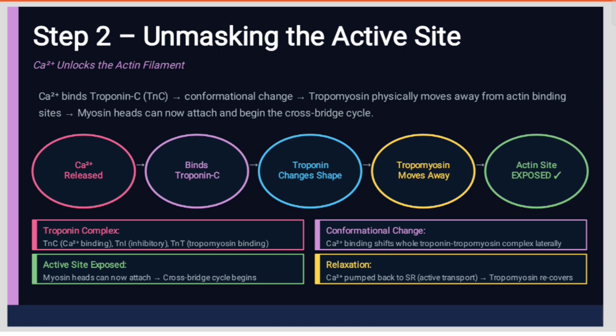Both phases are important. The actin binding sites are now open. The myosin head, which has been patiently waiting in its high energy cocked position, now lunges forward. This is the cross bridge cycle, and it is the heart of the muscle contraction.